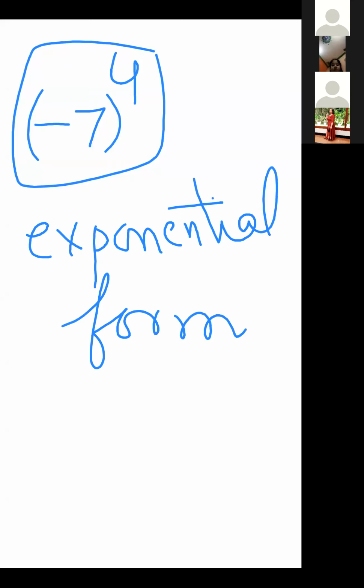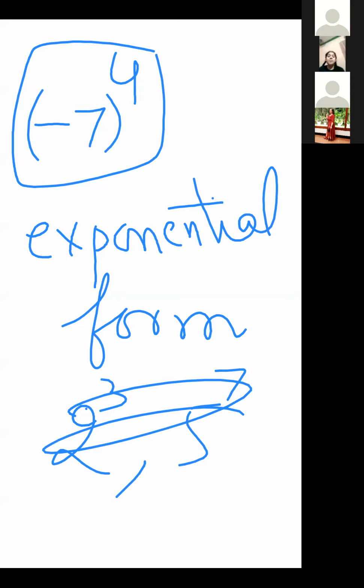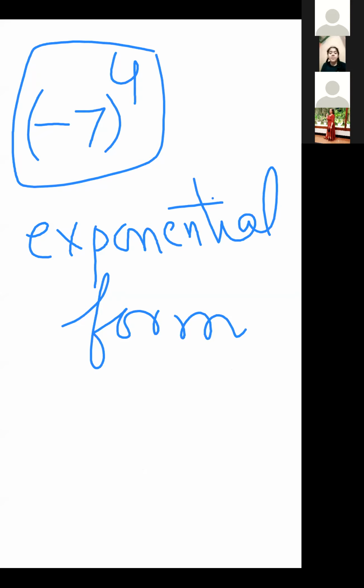When I write any question with exponents, like 2 raised to power 3, or 5 raised to power 7, these are exponential form because I have written the number with the exponent. So these are exponential form. Clear? If I open it, how do I open this number? What is the answer of this number?